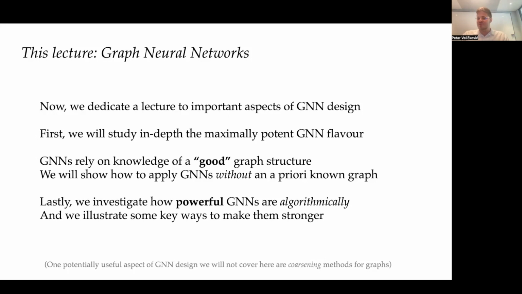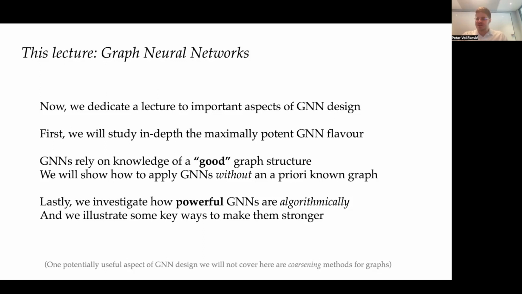So we will first talk about this idea of whether or not a GNN should rely on a good graph structure, and also some ideas on how to apply graph neural networks without a graph that's known a priori. And then we will investigate how powerful graph neural networks are from an algorithmic standpoint and illustrate some key ways in which we can make them stronger.